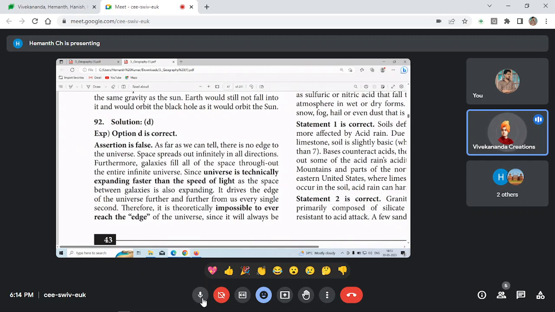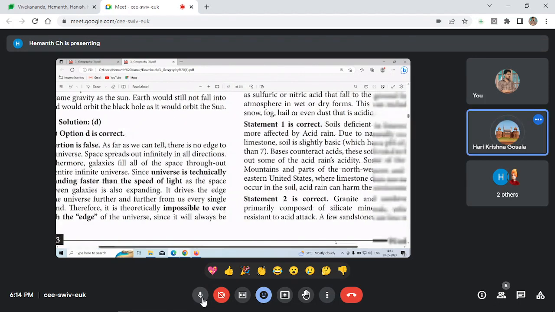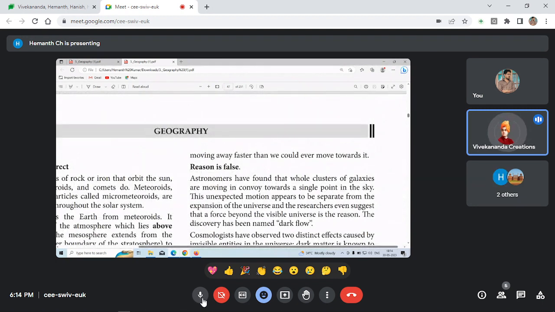Furthermore, galaxies fill all of the space throughout the entire infinite universe. Since the universe is technically expanding faster than the speed of light, as the space between galaxies is also expanding, it drives the edge of the universe further and further from us every single second. Therefore, it is theoretically impossible to ever reach the edge of the universe, since it will always be moving away faster than we could ever move towards it. Reason is false.